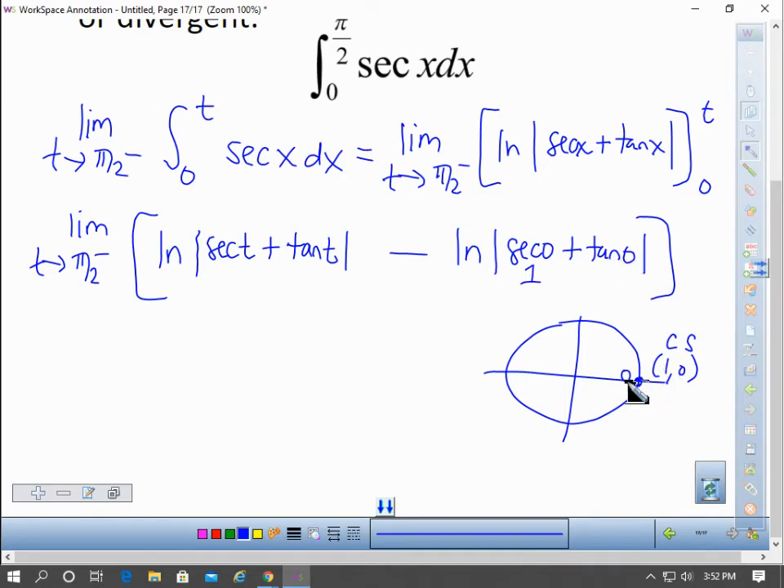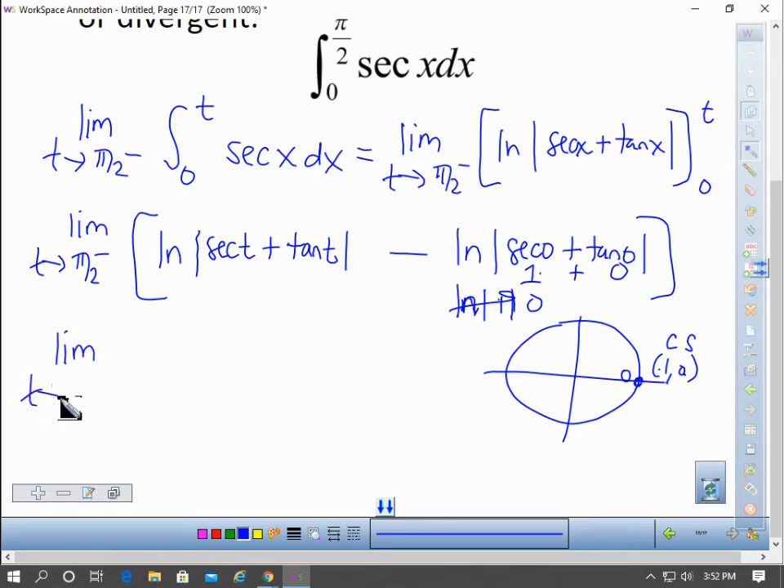Now I want the tangent at 0. The tangent is sine over cosine, so that would be 0 over 1, so that's 0. Now 1 plus 0 is 1, so the natural log of 1, that is 0. So the secant of 0 gave us 1, the tangent of 0 gave us 0, then you add them together: 1 plus 0 gives you 1. Then you're doing the ln, the natural log, of 1. Well, we know the natural log of 1 is 0.